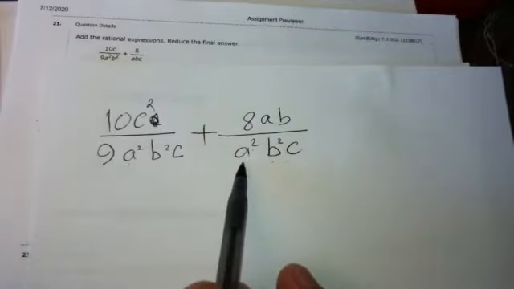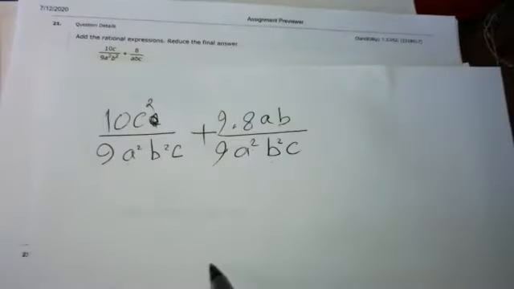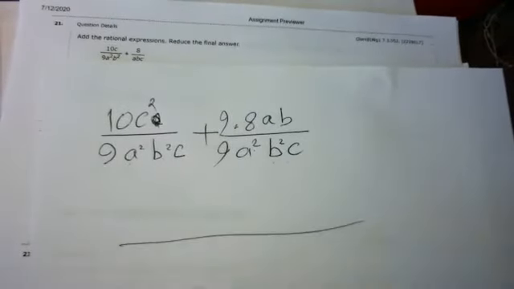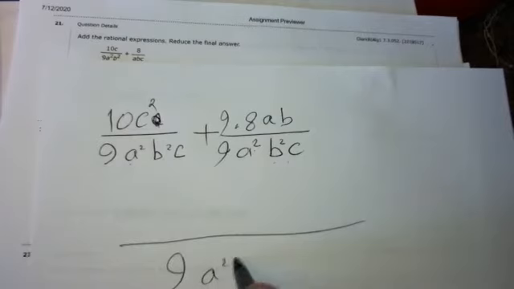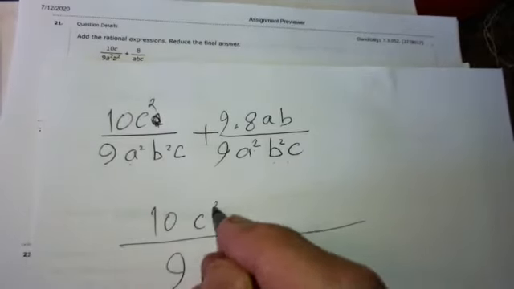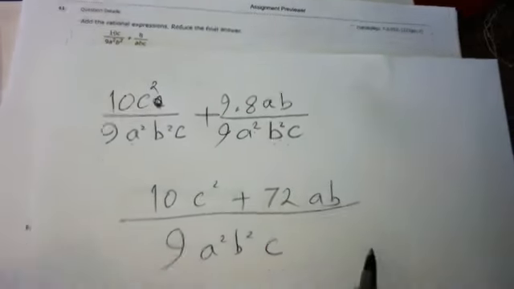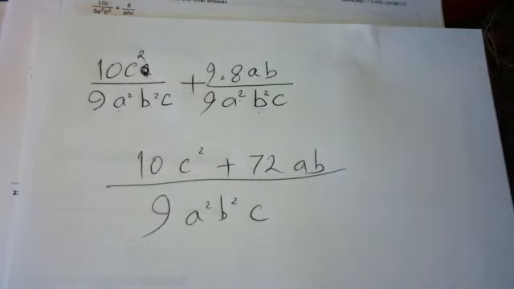This has 9, this one doesn't have a 9, right? So I put a 9 here and 9 there. So now they both have 9A2B2C, and here is 10C2 plus 72AB. Okay, so look at this one.